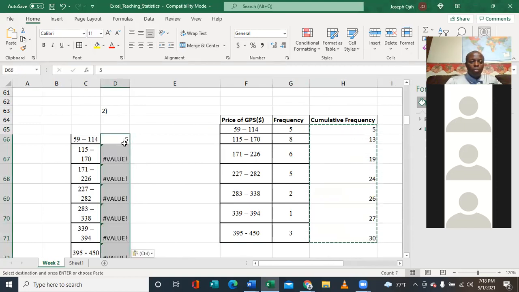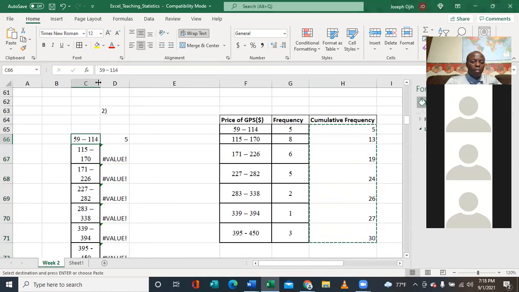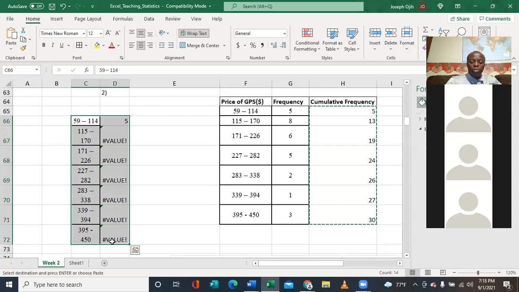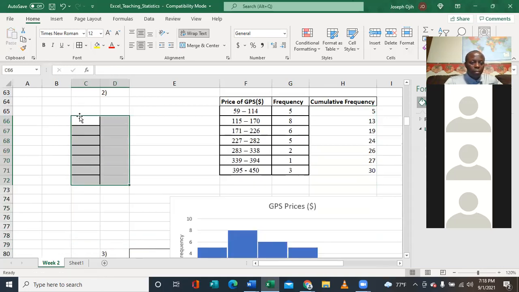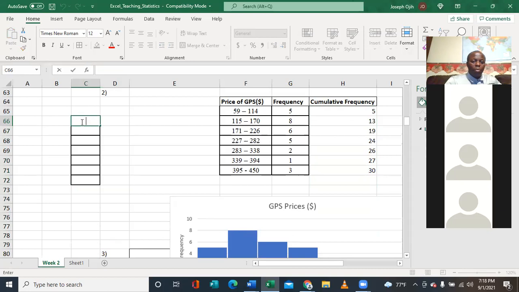Okay, I think it's messing me up. All right, let me see. This can be typed. Okay, copying and pasting it messed me up, so I'm going to do it a different way. I can type it manually.